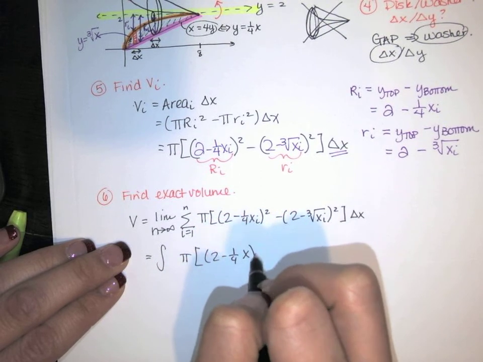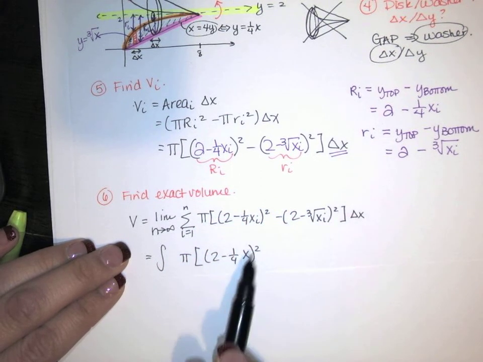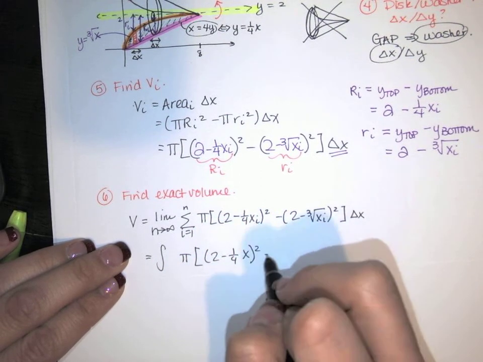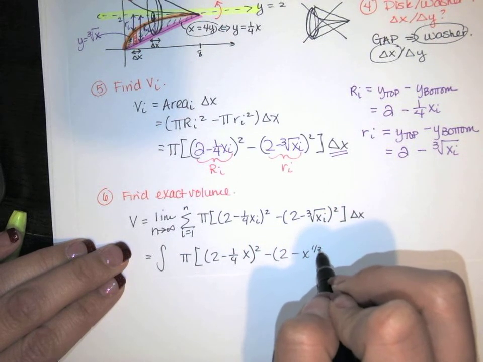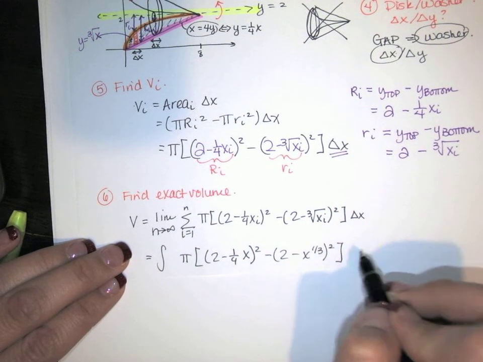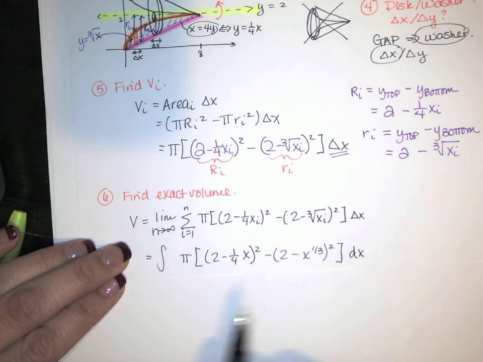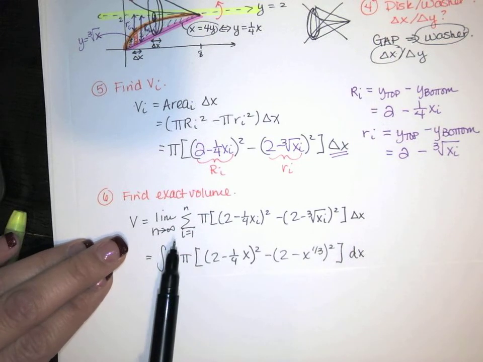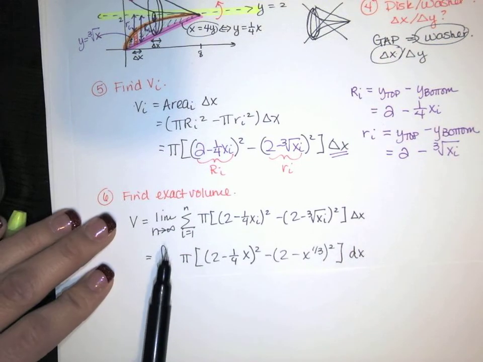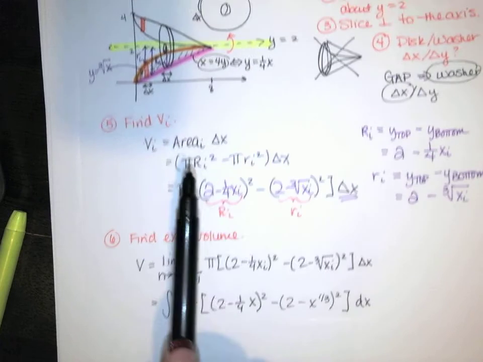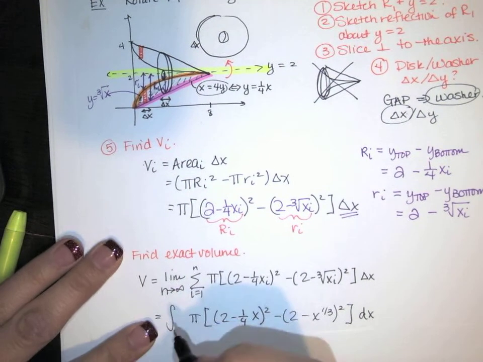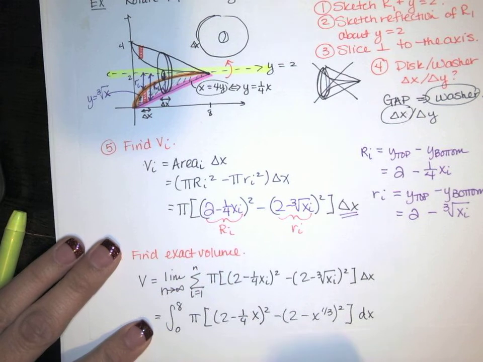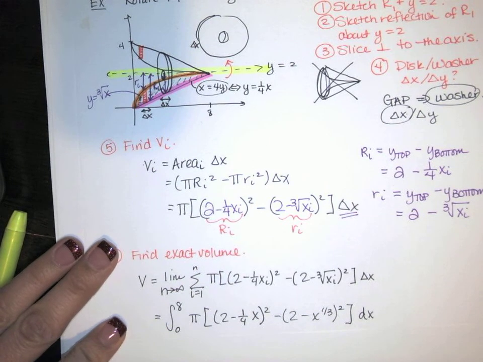Don't need the i's anymore. Got pi times outer radius squared minus inner radius squared. If you want, you could write that as x to the 1/3. Delta x becomes dx in the limit. And we integrate from x equals something to x equals something else. Now those bounds for x come from the original region. x started at 0 and ended at 8. So that's that one.